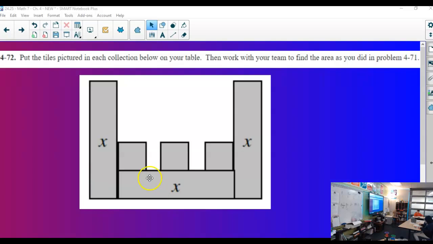Just one more to make sure that we understand this practice. So build this on your table if you want. Either way, we're gonna sketch a drawing, right? Let's sketch a drawing.